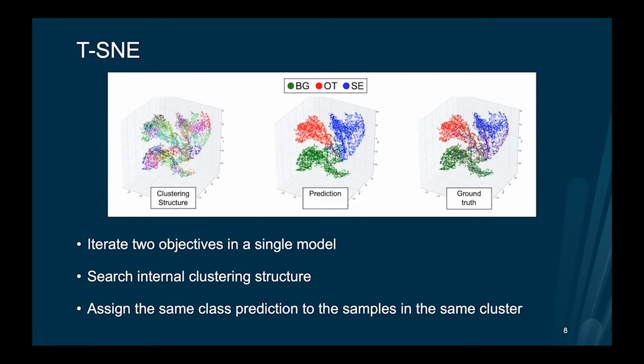And by iterating the clustering objective and the classification objective in a single model, we aim to search the internal cluster structure, and based on the structure, we expect to assign the given class predictions, so that the pixels in the same cluster have the same class prediction.